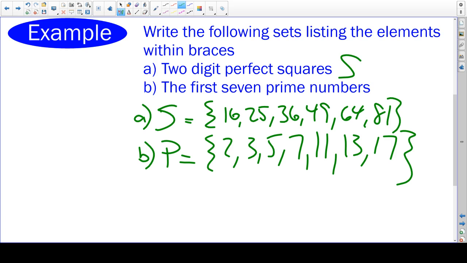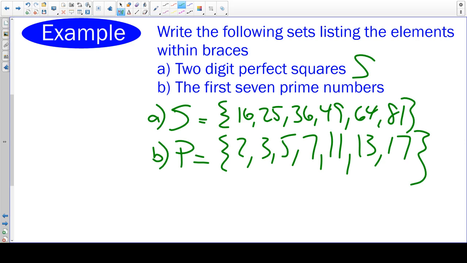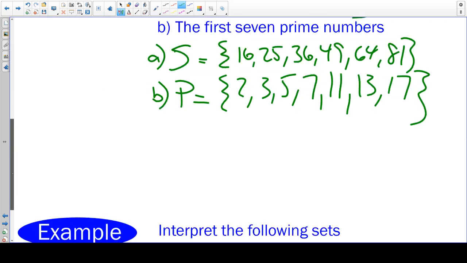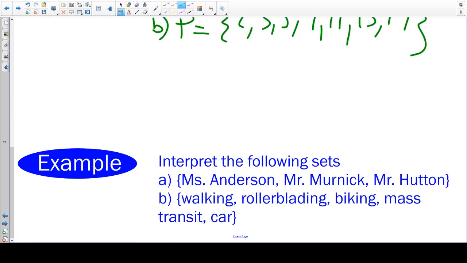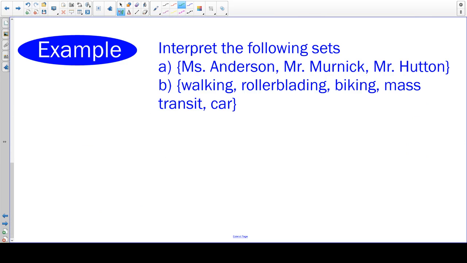So now, let's go on to the next example. And I'm going to modify this a little bit, because it's been a little while. Mr. Murnick, Mr. Hutton, Miss Anderson subs here, but she doesn't teach here anymore. So why don't I put Mrs. Knight here?